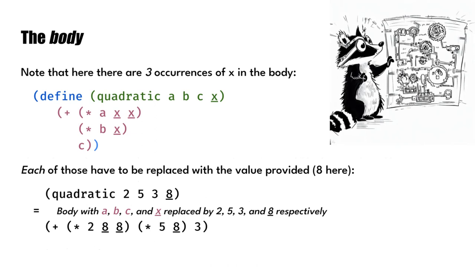Here, the parameter b, for example, is in the second position in the parameter list, so it would be replaced by the second value in the call, which is the value 5. Note that we have to replace all occurrences of every parameter with the corresponding argument value. There are 3 occurrences of x in the body, for example, which we've underlined here. The parameter x is in the 4th position in the definition's argument list, so we'll replace all 3 x's in the body with the 4th argument value, which is 8.